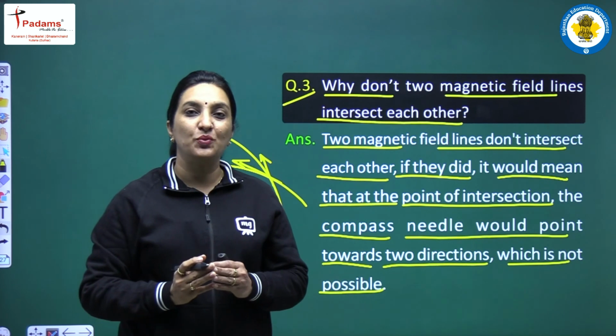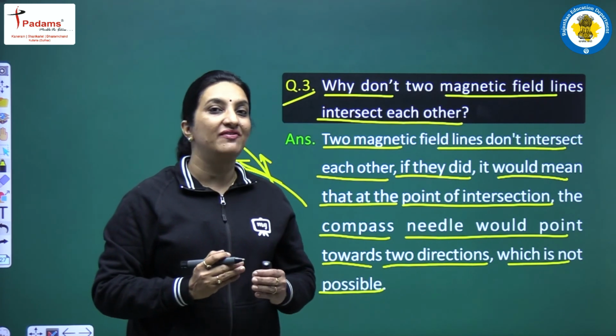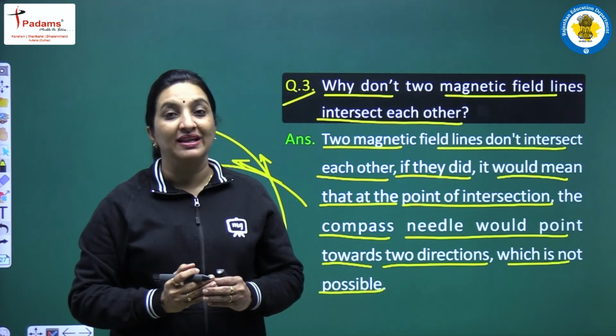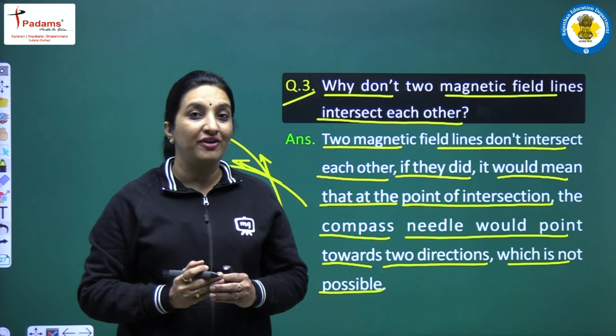So students, today we have completed the topic magnetic field around a straight wire carrying current, and we have dealt with the problems given at the end of the topic. Now students, we are ready to move further.